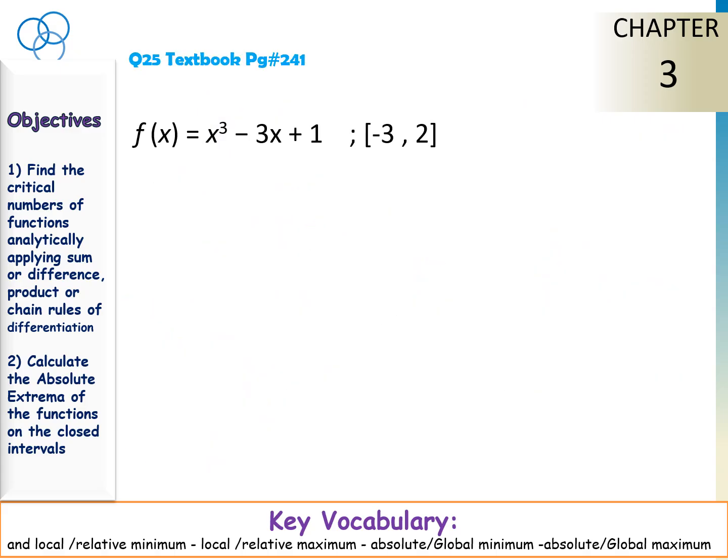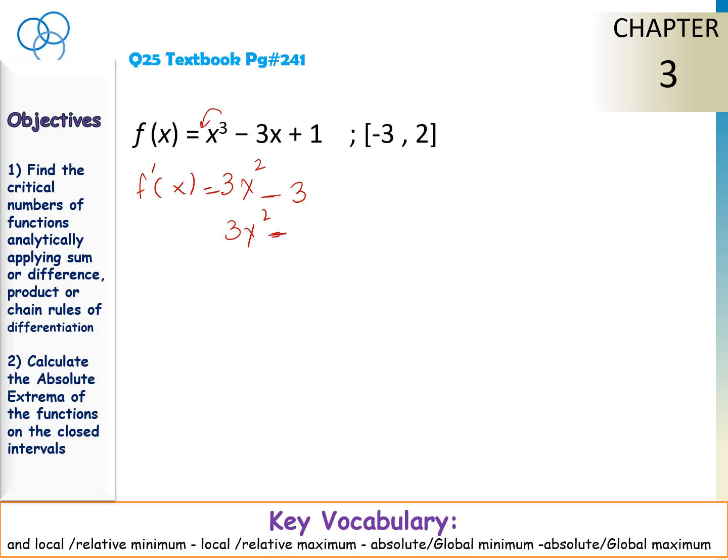Let's try to solve another question. f of x equals x cube minus 3x plus 1. So what do we have to do? The first step is we will take the derivative. So x cube, bring the 3 as a coefficient, subtract 1 from the power, we get x squared, minus the derivative of 3x, which is 3. Now set the equation equal to 0.